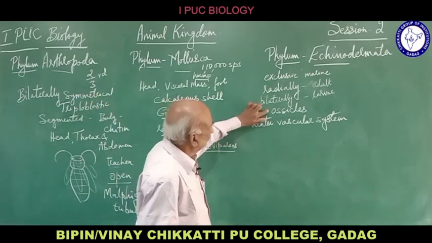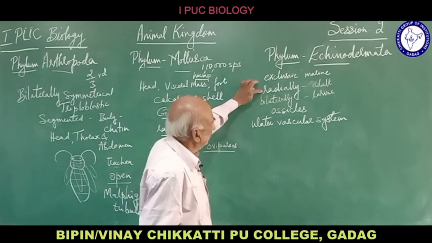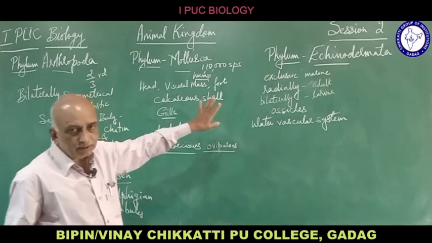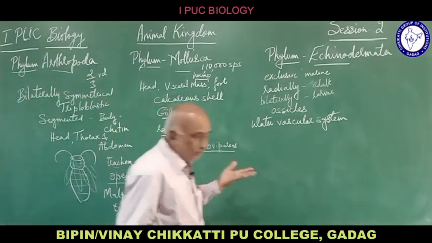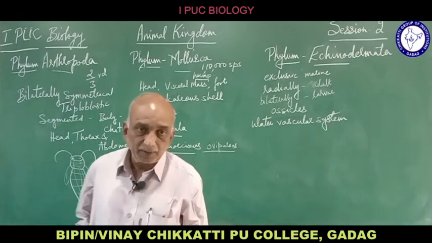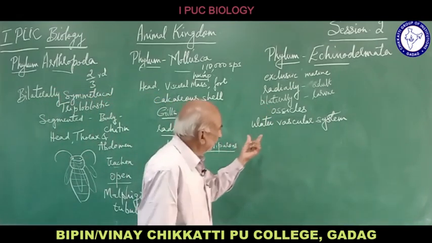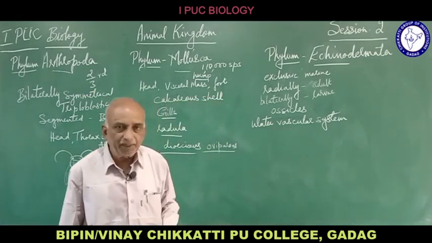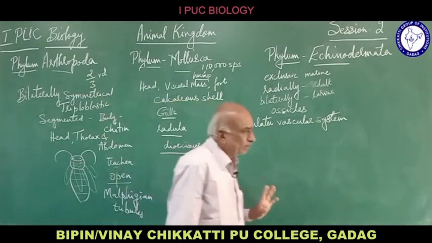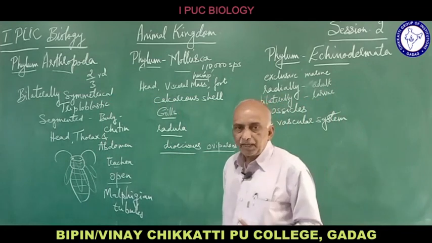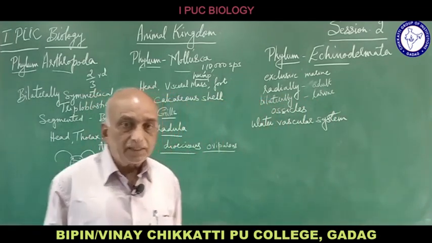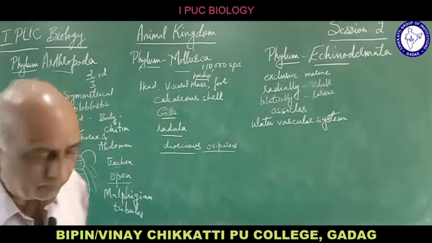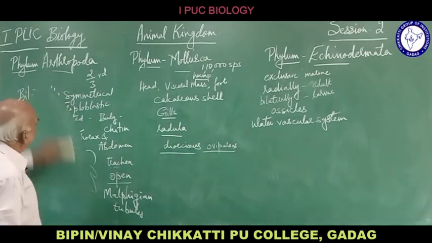So the ossicles, exclusively marine, adults radially symmetrical, larvae bilaterally symmetrical, and the water vascular system, which is helpful in locomotion, food capture, transport of the food, and also respiration. Then they are also dioecious, and the fertilization is external. That means the fusion of the male and female gametes takes place outside. Now under this we come across starfish, brittle star, sea urchins, and sea cucumber. All these animals come under phylum Echinodermata. So that is about this phylum Echinodermata.